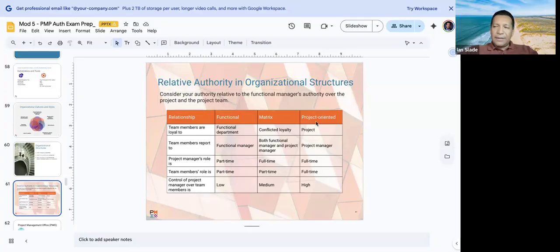Apple in a lot of ways is, you have teams that are working on the next release of the iPhone 17, for example. But they're more matrix because they do have a lot of people that are working primarily in operations. I would say Apple would be matrix, project oriented would be SpaceX, functional would be UCLA.